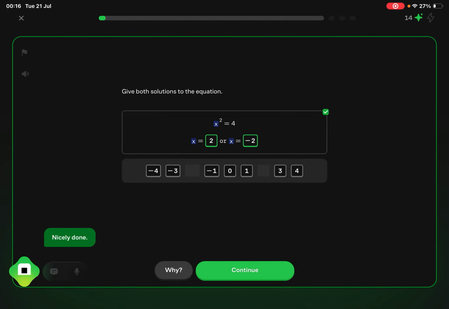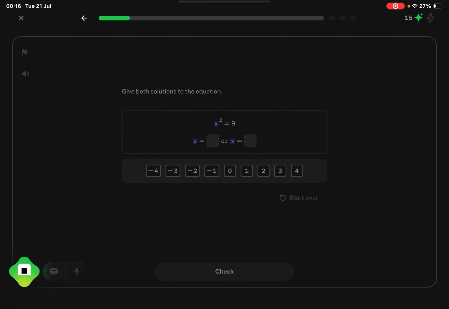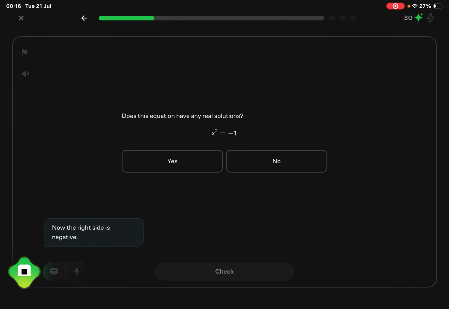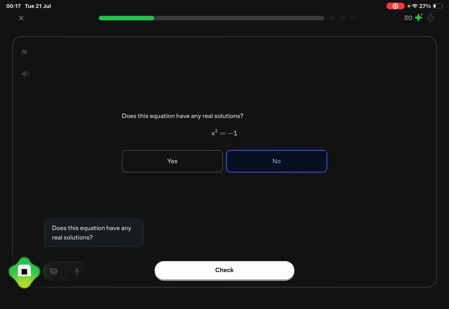Nicely done. Same idea. New value on the right. That's right. Now the right side is negative. Does this equation have any real solutions?